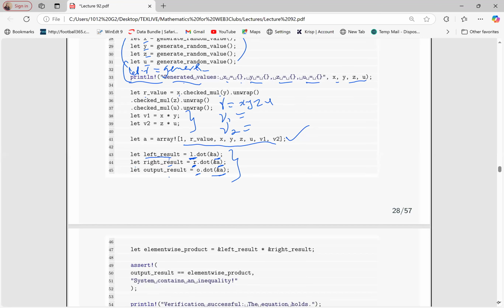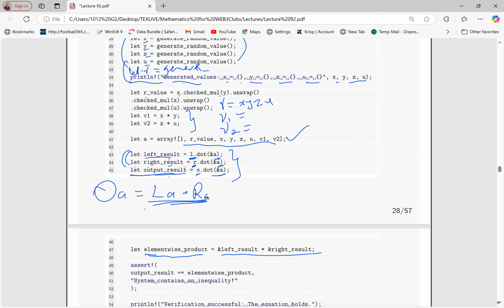Now, after it has done this, I'm telling it, let the product of these two, the left result and the right result, be called element-wise product. Or if you can give it another name, there's no problem. What I want is LA times RA. I give it a name. And after giving it a name, I want the code to tell me if this side equals OA. And what did I call OA? I call it the output result.